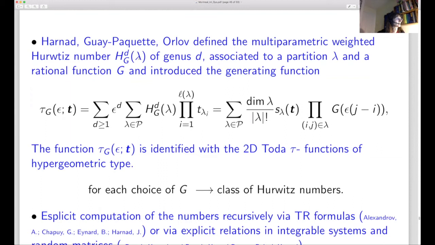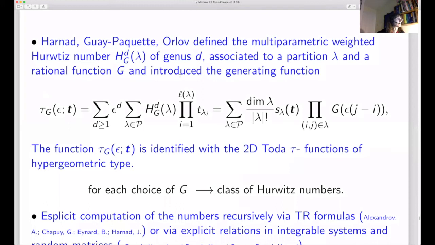And then he cooked all these numbers into a generating function by introducing some times and a parameter epsilon. And then we are summing over all partitions lambda. So this lambda here is the same as the index of the time here. And then we put a small parameter epsilon to the d, where d is usually the genus, the same d here and here. Okay, and this is the object that was studied by John and was proved to be a tau function of the two-dimensional Toda, also of KP.